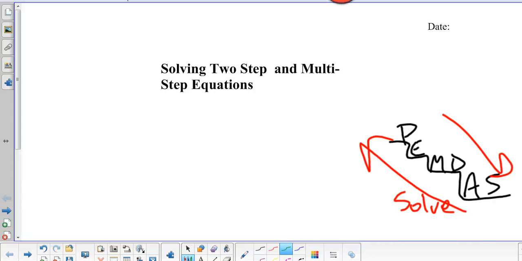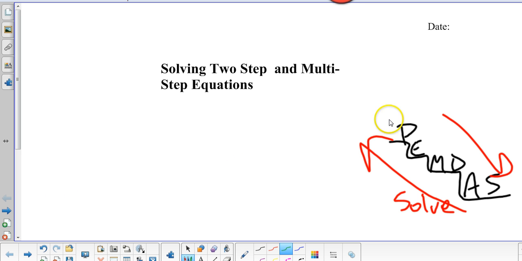Hello. Today we're going to talk about solving two-step and multi-step equations. Why would anything be called a two-step equation? That's correct, because it takes two steps, one, two, to solve. Multi-step, it's kind of like binomial, trinomial. We don't say quadrinomial, we say just polynomial. Multi-step would be anything that has, I would say, more than two steps.